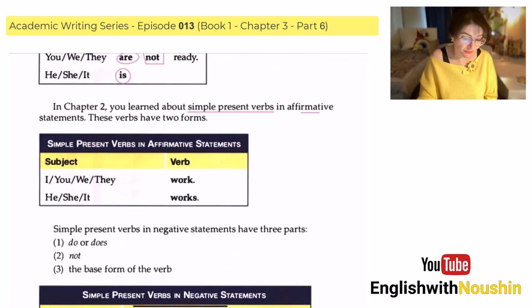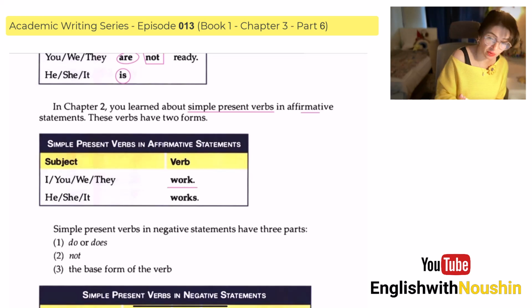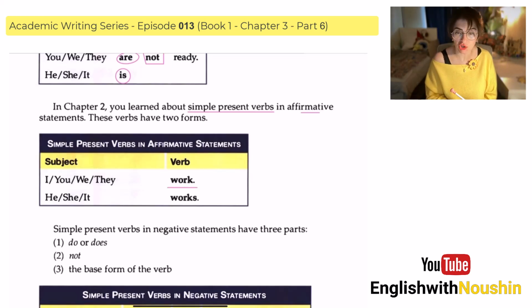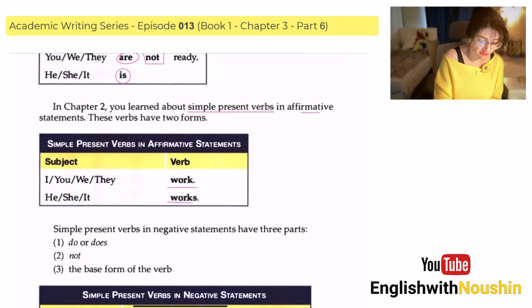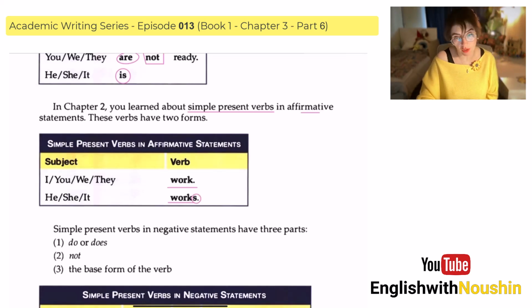In chapter 2, we learned about simple present verbs in affirmative statements or positive statements. These verbs have two forms. For I, you, we, they, we had the simple verb with no S, and he, she, it, we had the verb plus an S. So I work, he works. You work, she works.